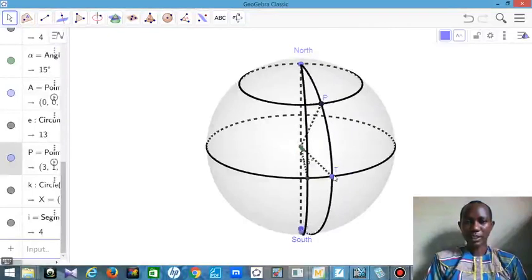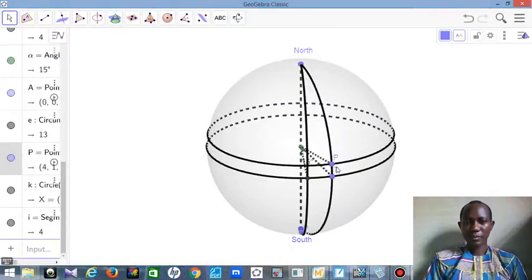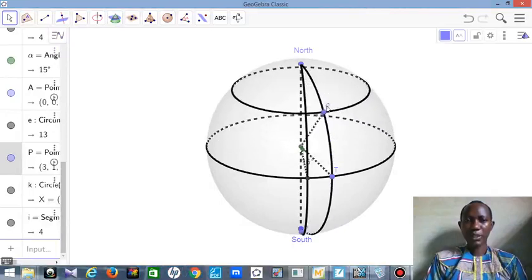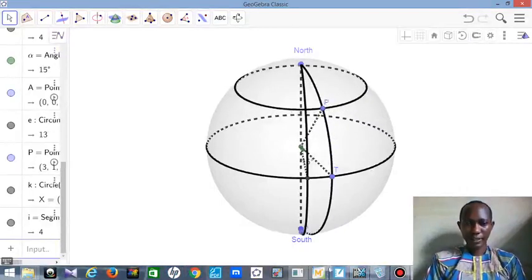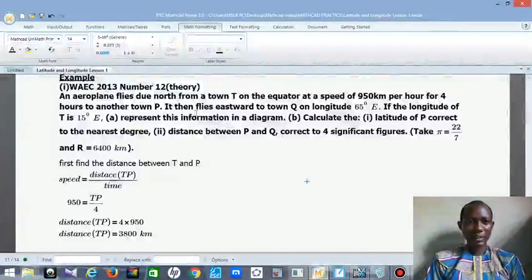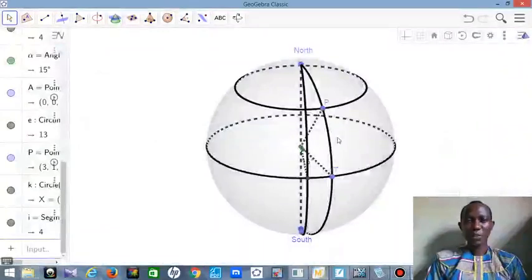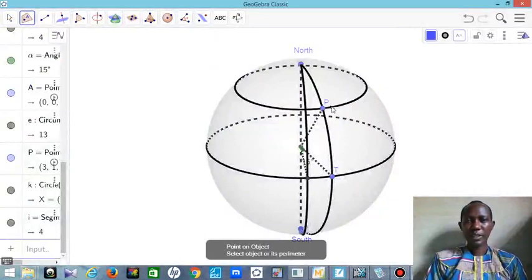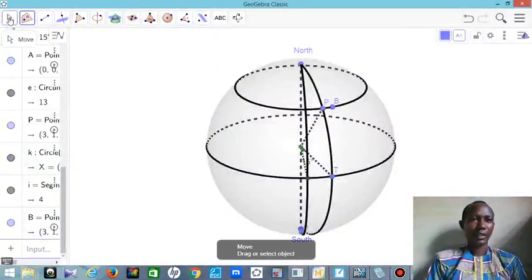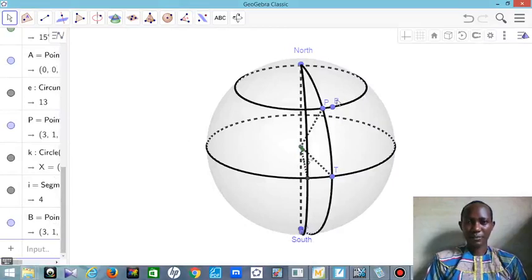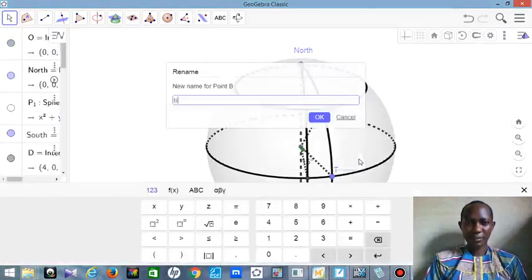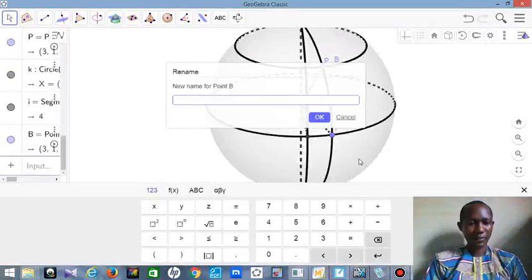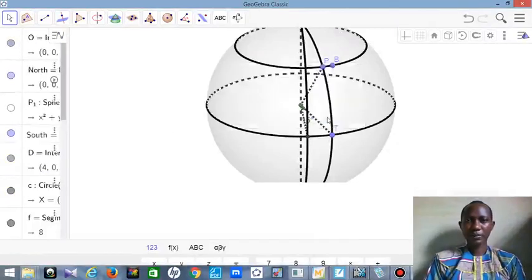So a plane starts from T, moves up north to a point P. You can see it, point P. Then from there it flies eastward to town Q on longitude 65 degrees. See, it then moves eastward. So from here, let me place another point again, which is called point Q. I'm using this solid shape so that you can understand it very well. This point Q.